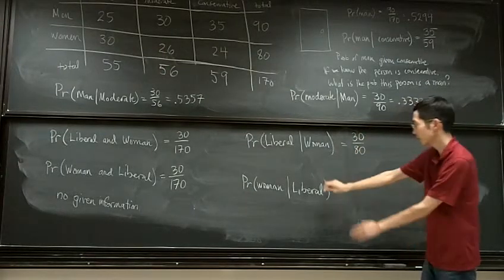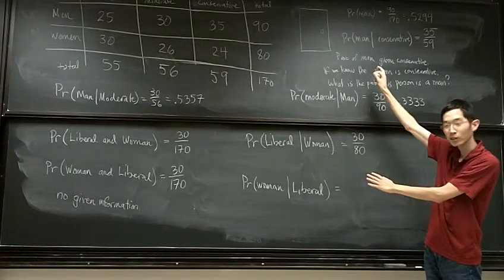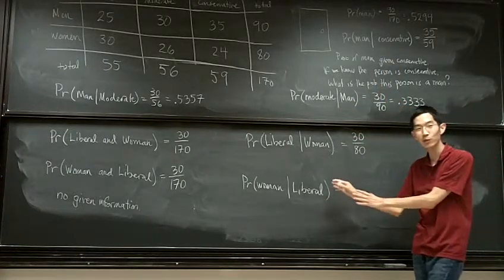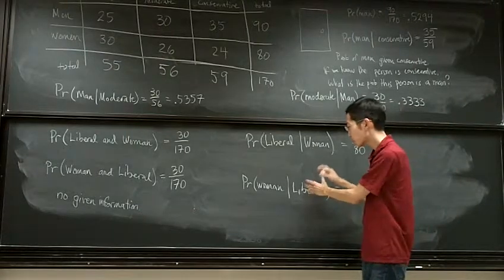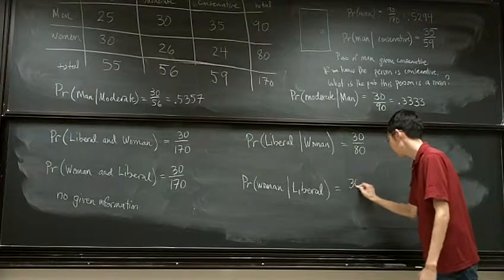Okay. All right. And in this case, someone standing behind the door. What do we know about this person? That person is self-identified as liberal. What is the probability that this person is a woman? 30 out of 55. Great.